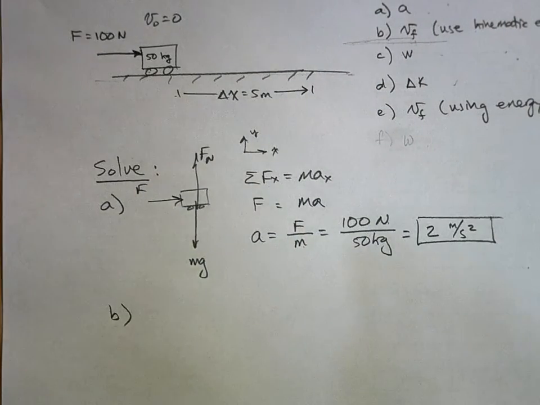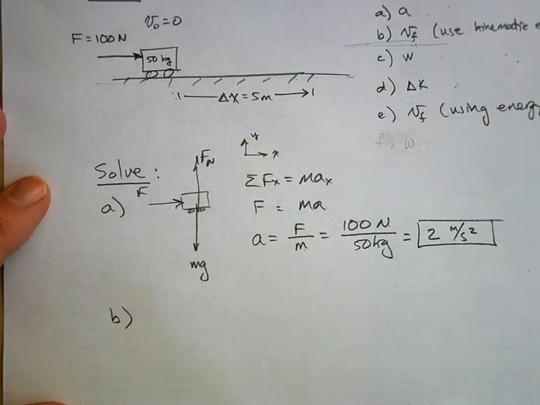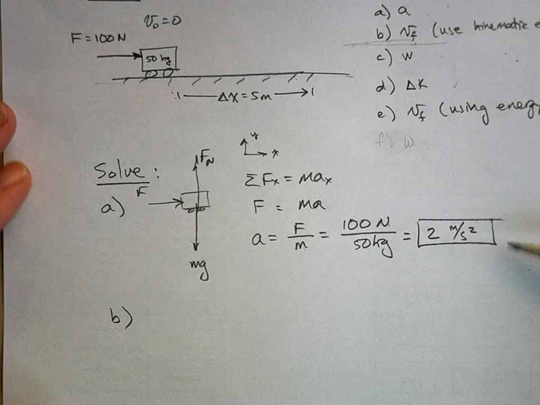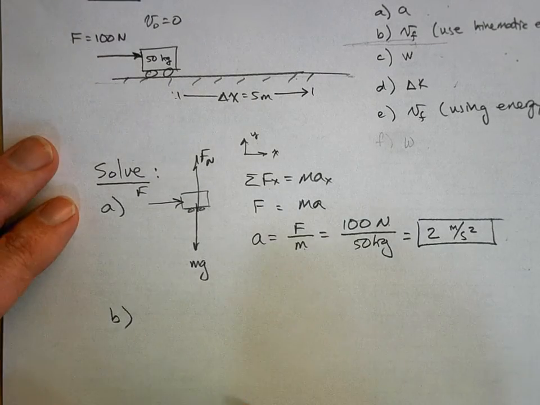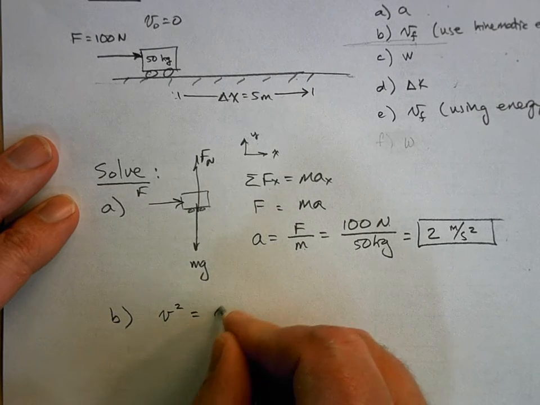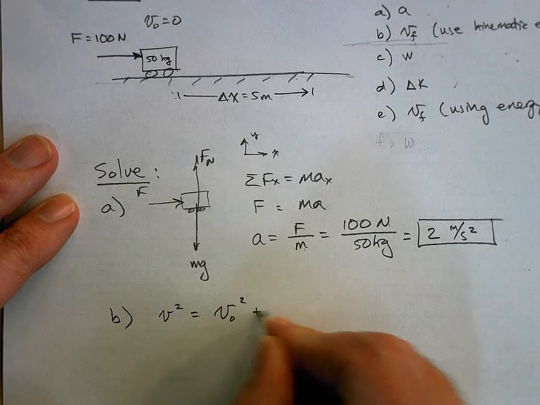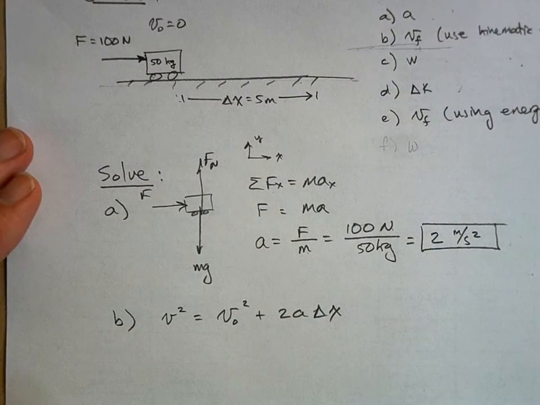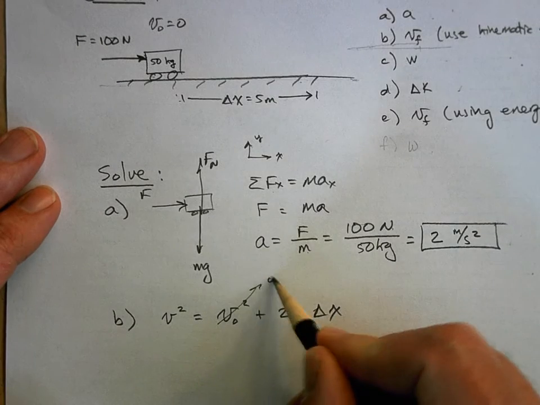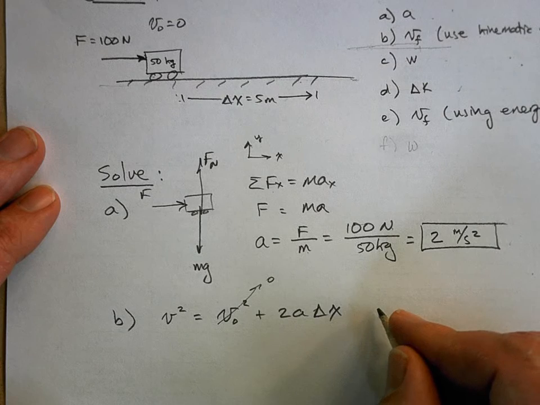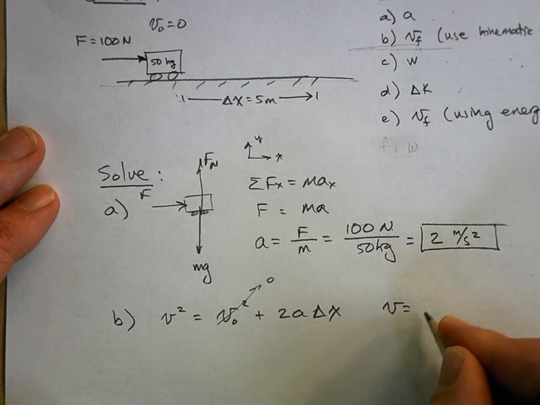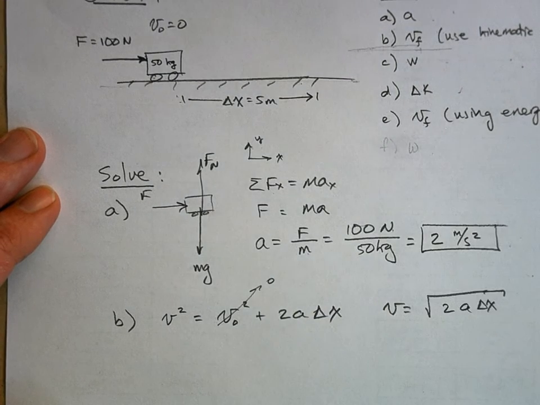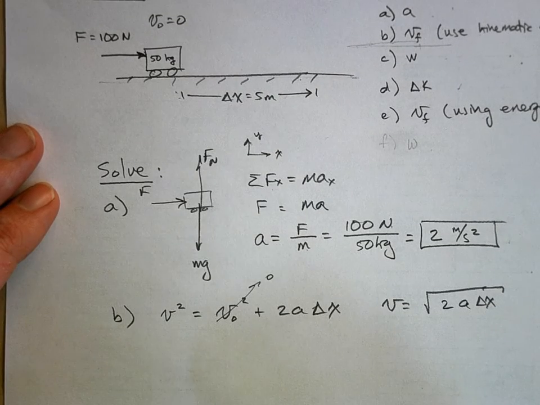well, to use kinematics, notice that I don't have time, but I know the initial velocity. I'm trying to find the final velocity. I know what the displacement is, and now I know what the acceleration is. So I'm going to use the fourth kinematic equation, which is the final velocity squared equals the initial velocity squared plus twice the acceleration times the change in position, displacement. The initial velocity is given to be 0. So v equals the square root of 2a delta x. I'm just taking the square root of both sides.